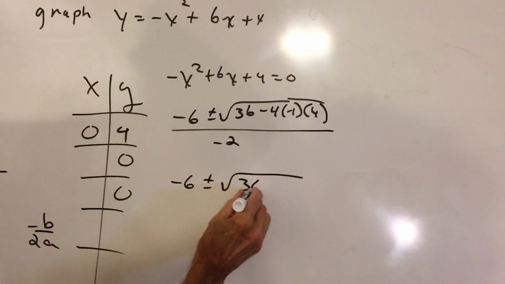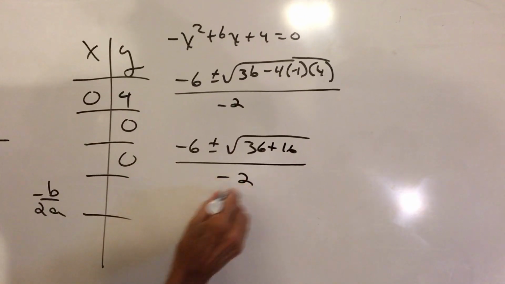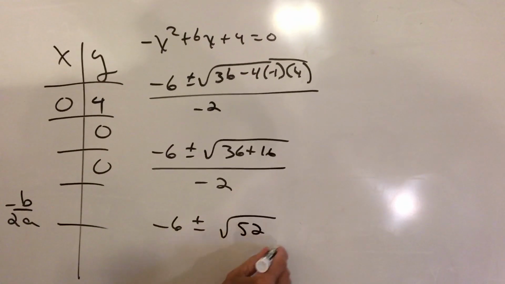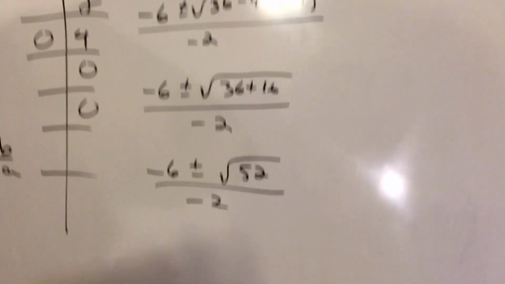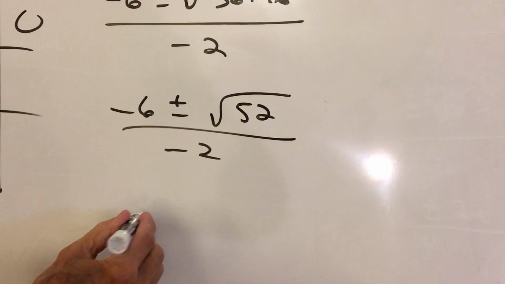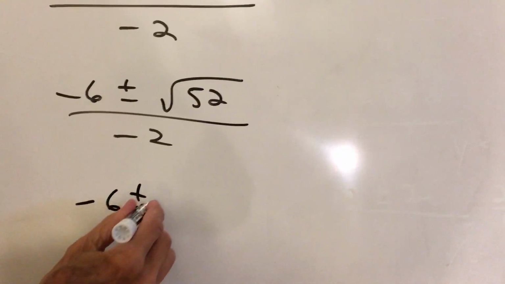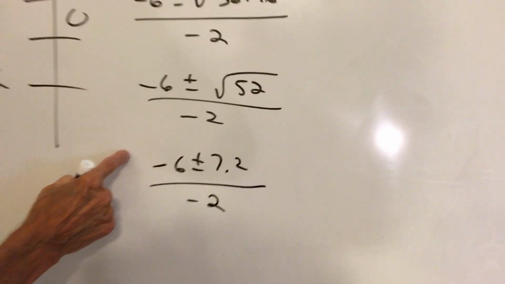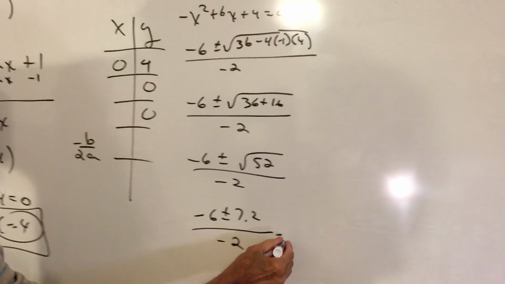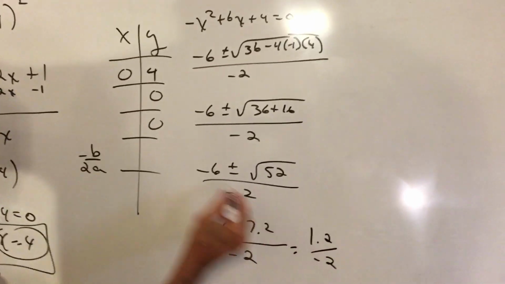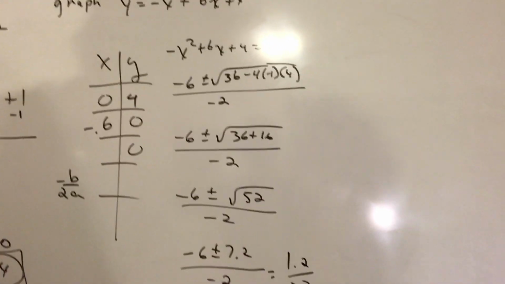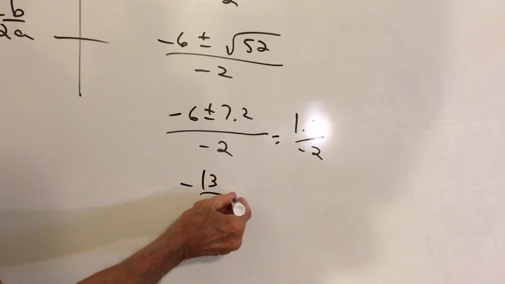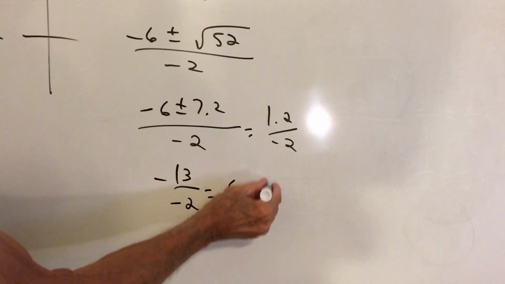So that's 36 plus 16, which is 52. The square root of 52 is not a perfect square. Let's say it's about 7.2. So negative 6 plus 7.2 is 1.2 over negative 2. That's negative 0.6. Negative 6 minus 7.2 means negative 13.2 over negative 2, which is positive 6.6.